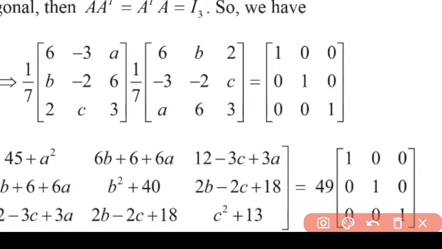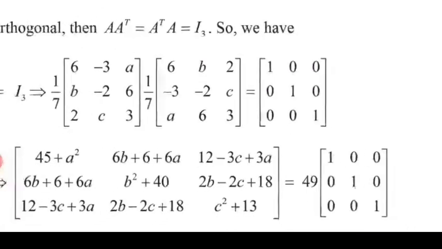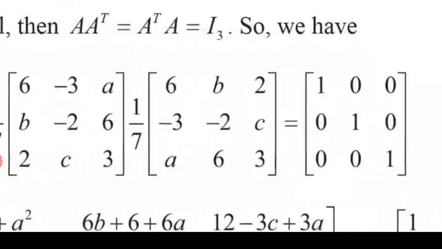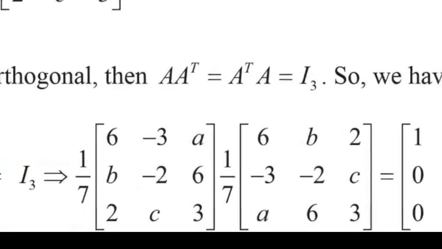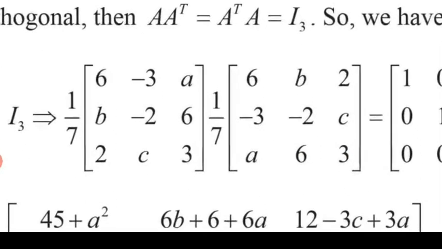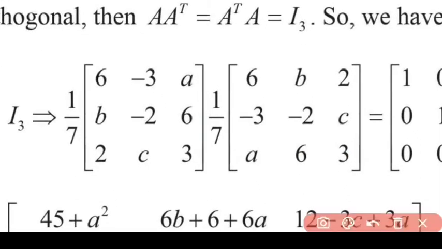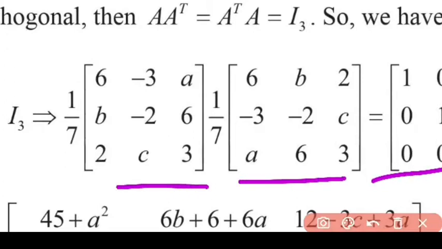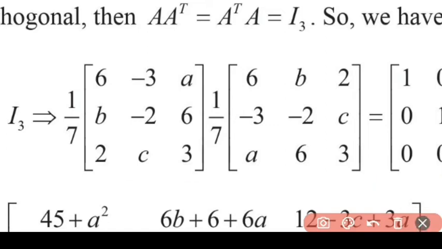I repeat, this we took from the orthogonal condition. We know that if A is orthogonal, it satisfies the condition A into A transpose equal to the unit matrix. So we took that formula and substituted the values. This is the A matrix, the A transpose matrix, equal to the unit matrix of order 3.